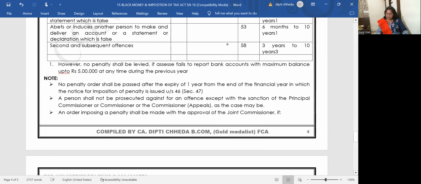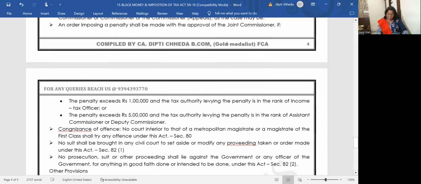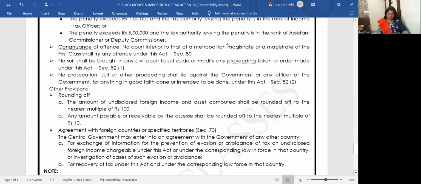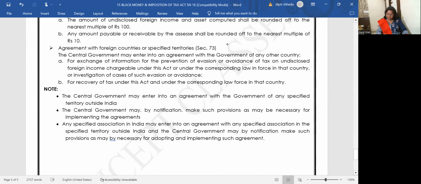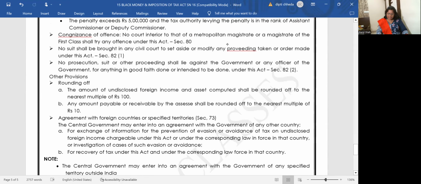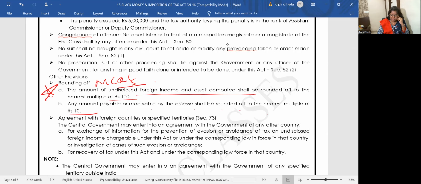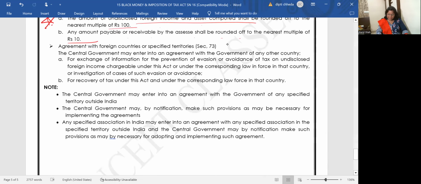No penalty shall be passed after expiry of 1 year from the end of the financial year in which notice of imposition is given. And they need to take the permission of the higher authority. Penalty and prosecution, I would only suggest you to leave. These taxes, undisclosed foreign income and asset computed shall be rounded off in multiples of 100 for MCQs. Write this. Any amount payable should be rounded off in multiples of 10. Generally, in income tax, the tax and income both are rounded off in multiples of 10. But here it is done in multiples of 100 for undisclosed income and assets, and tax in multiples of 10.